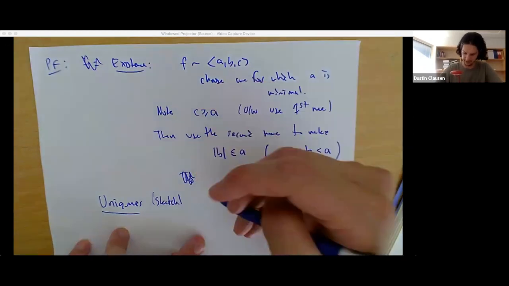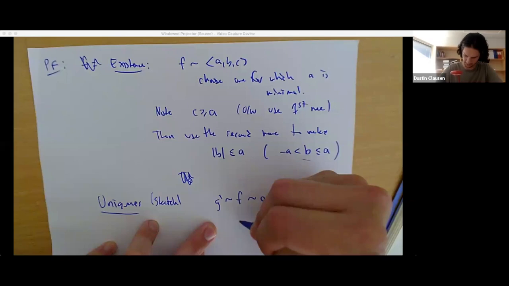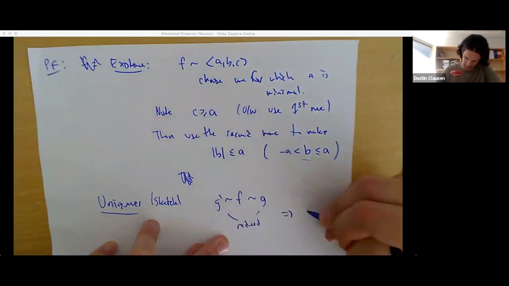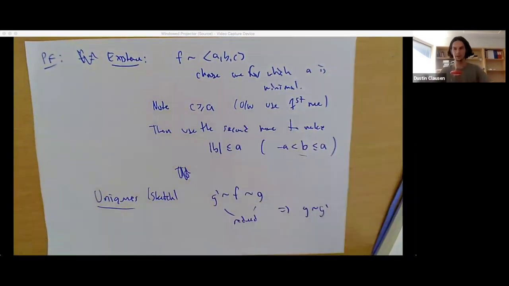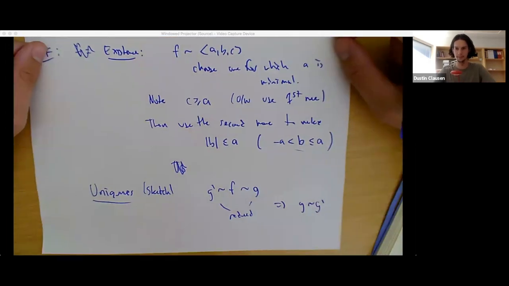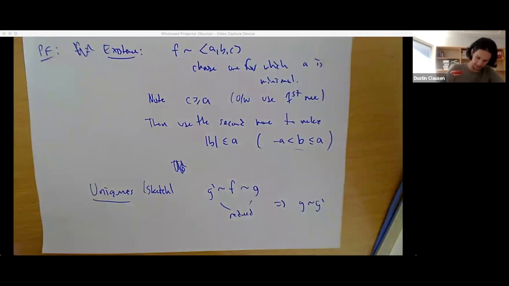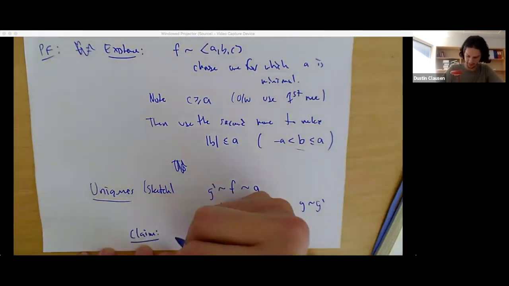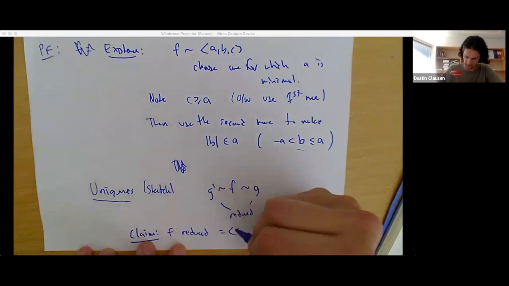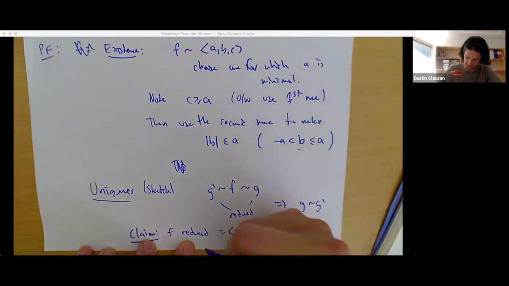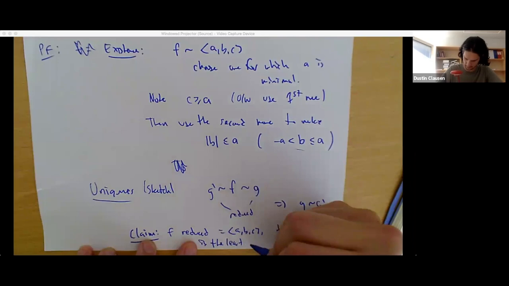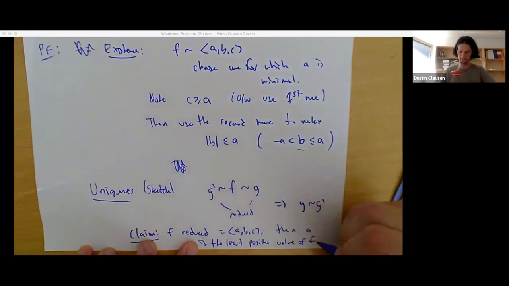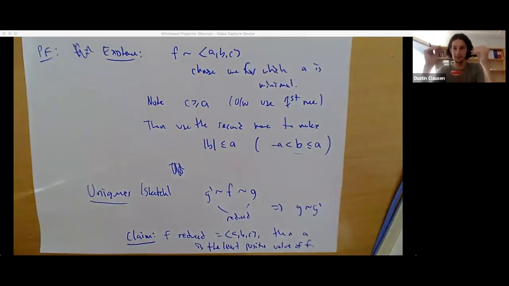Well, what if there were two, right? So if F were strictly isomorphic to G and G prime, and these are both reduced, well, then G is strictly isomorphic to G prime. So it's enough to show that no two reduced forms can be strictly equivalent. So the key claim for this, which is actually an exercise on your problem set, is that if F is a reduced form, and it's equal to A, B, C, then A is the least positive value of F. So since strictly equivalent forms always represent the same set of values, this means that if you have two strictly equivalent forms, then at least the A's have to be equal, right?